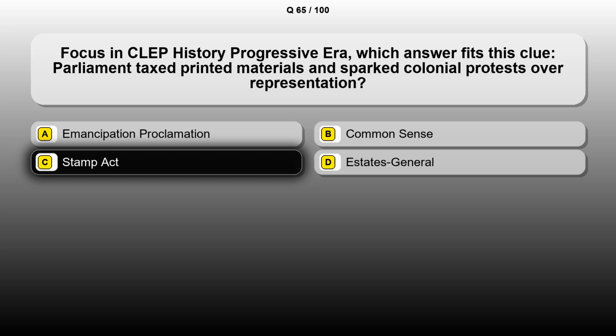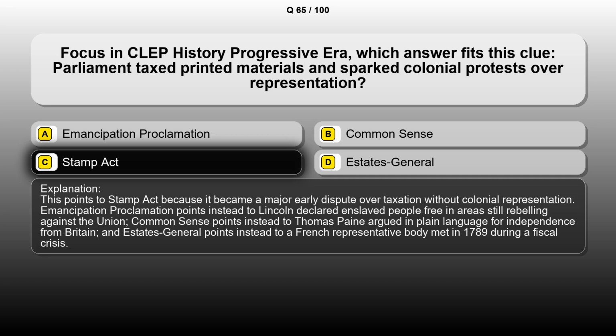The correct answer is option C, Stamp Act. This points to Stamp Act because it became a major early dispute over taxation without colonial representation. Emancipation Proclamation points instead to Lincoln declared enslaved people free in areas still rebelling against the Union. Common Sense points instead to Thomas Paine argued in plain language for independence from Britain, and Estates-General points instead to a French representative body met in 1789 during a fiscal crisis.